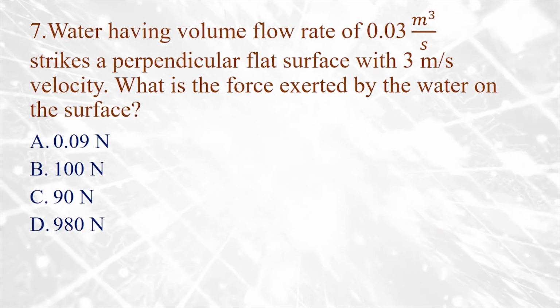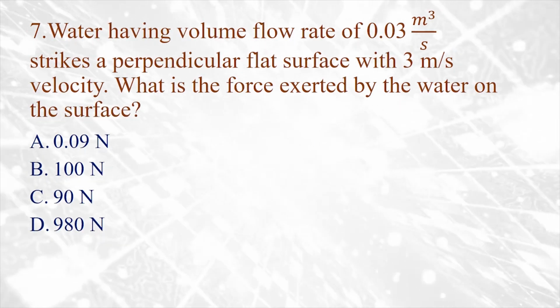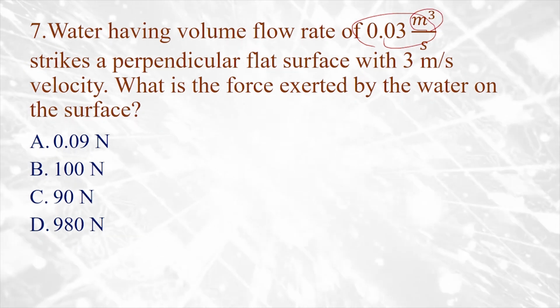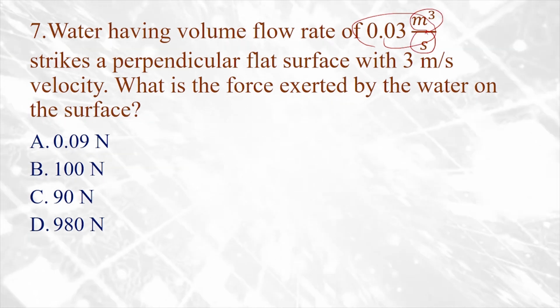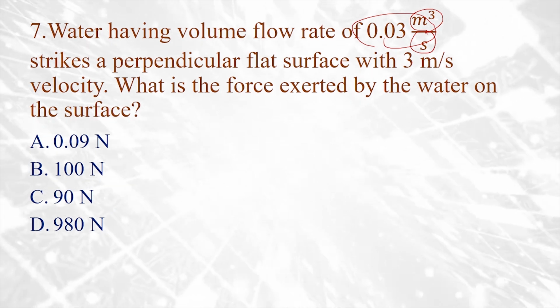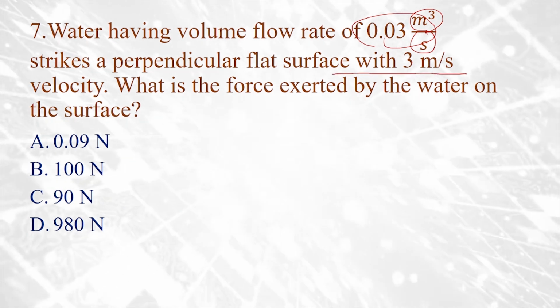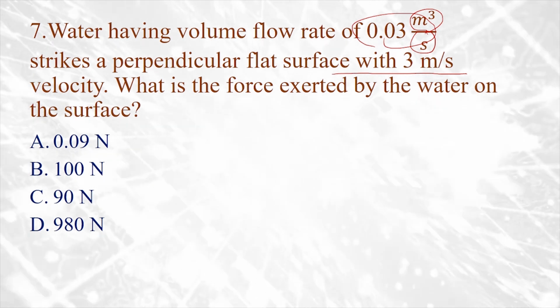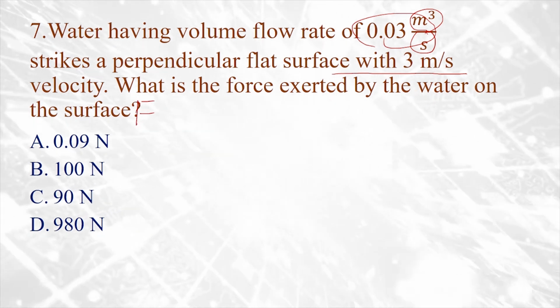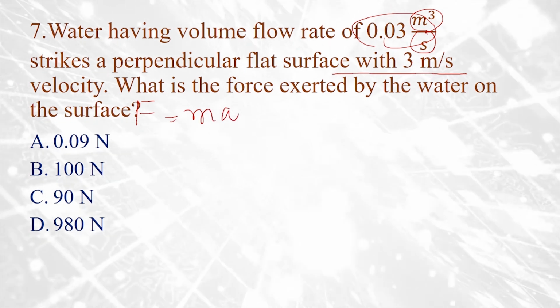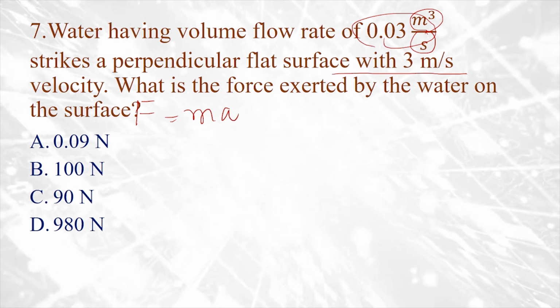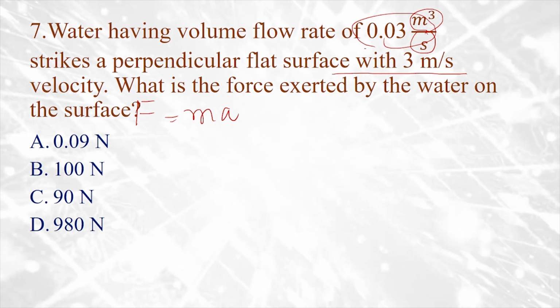Water having volume flow rate, in meter cube, volume per unit time, is given, strikes a perpendicular flat surface with 3 meter per second. The velocity is given again. What is the force exerted by the water on the surface? You have to find force. The formula of force is F equals ma, but according to my data, only two things are given to me, that is the volume flow rate and the velocity.